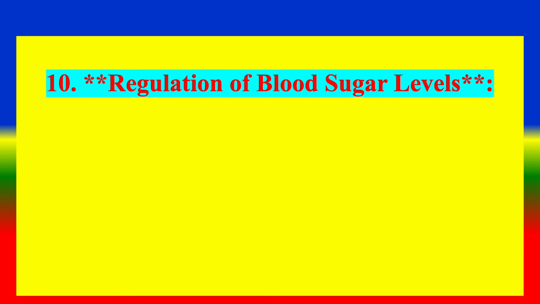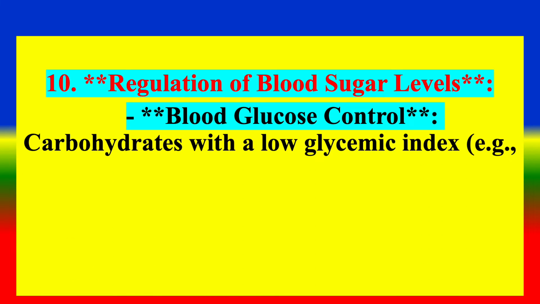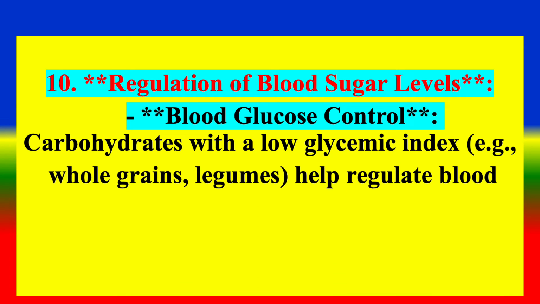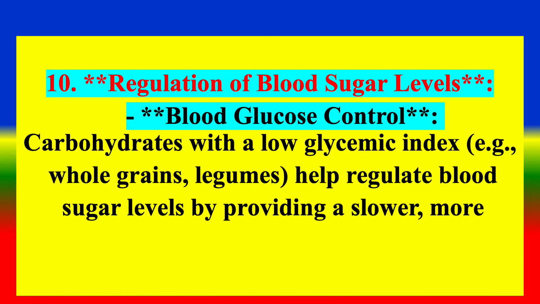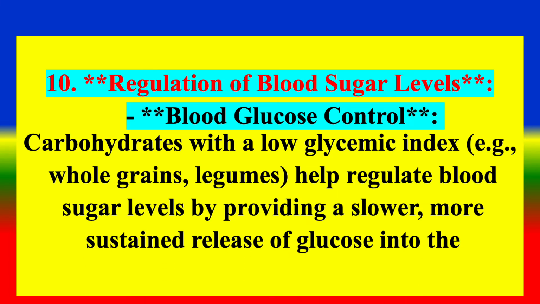10. Regulation of blood sugar levels, blood glucose control. Carbohydrates with a low glycemic index, for example whole grains and legumes, help regulate blood sugar levels by providing a slower, more sustainable release of glucose into the bloodstream.